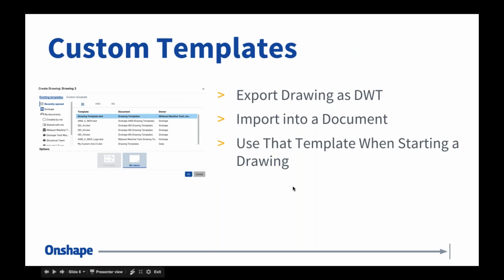Now, custom templates are created using a DWT, and you can export a drawing as a DWT and then just import that into a document. If you have your own DWT, you can import that into a document too, and then just use that template when you go to start a new drawing. You'll see it as an option listed. Now, this also works well in the scenario of linking to those properties. So if you're trying to import properties and automate that workflow for yourself, definitely consider creating a new drawing template.